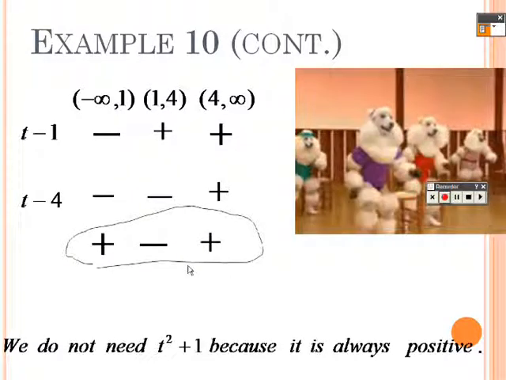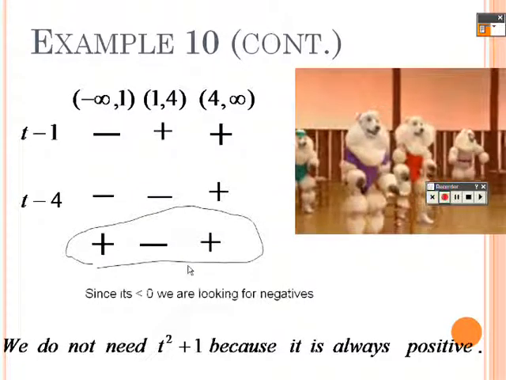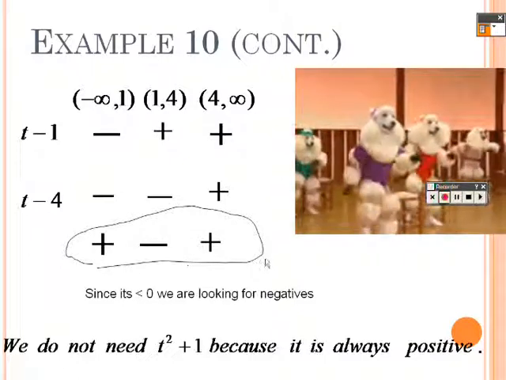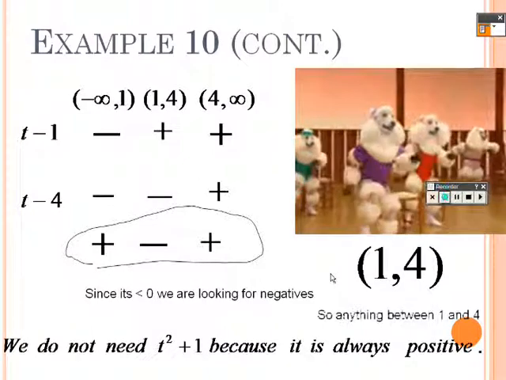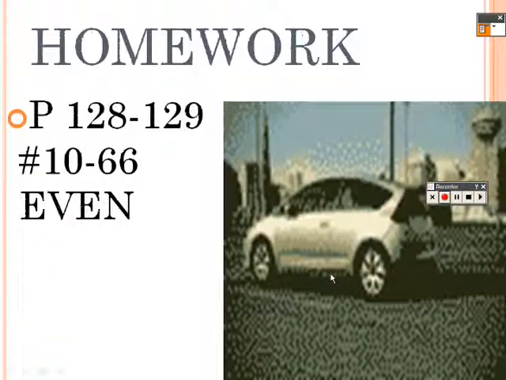And remember, I'm looking for everything where it's negative because it was everything less than 0. So between 1 and 4 is your answer. So anything between 1 and 4 will work.